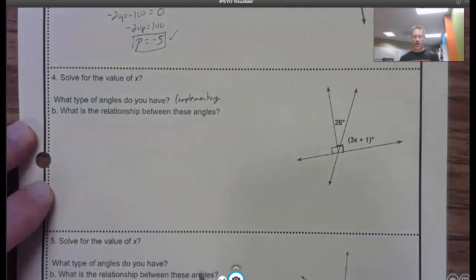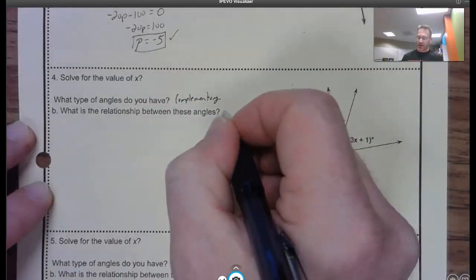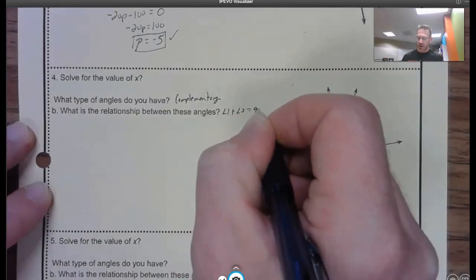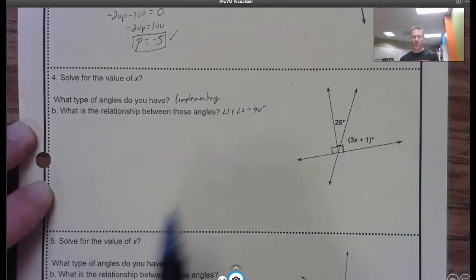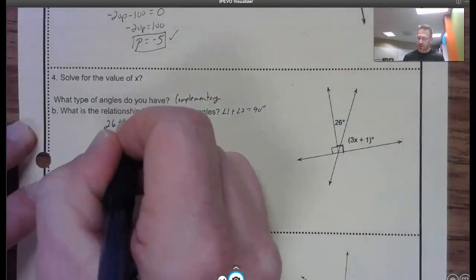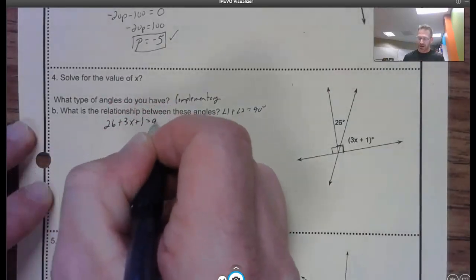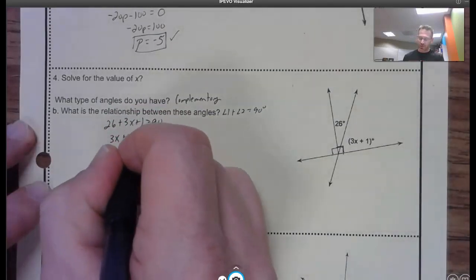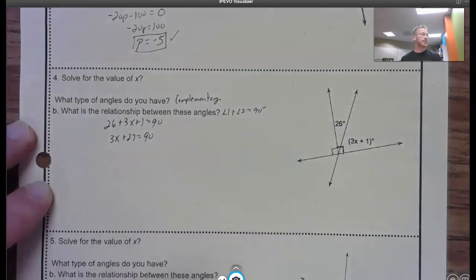So what's that relationship? That means that angle 1 plus angle 2 has to be 90 degrees, right? So 26 plus 3x plus 1 has to be 90. All right, so if I combine like terms, 3x plus 27 is equal to 90.